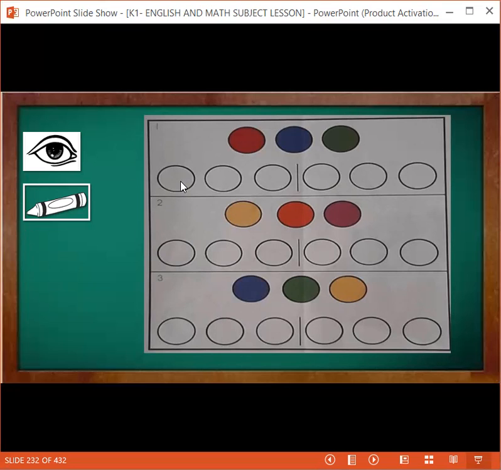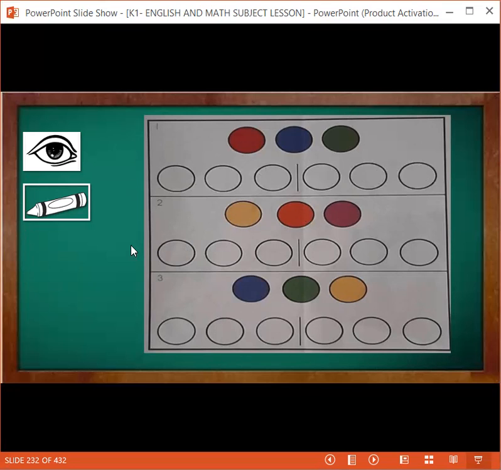Now, I want you to color the first circle here on the first set on the left side red. The second one, color it blue. The third circle, color it green. While on the other side, on the right side, color the first circle red. The second one, blue. The third one, green.